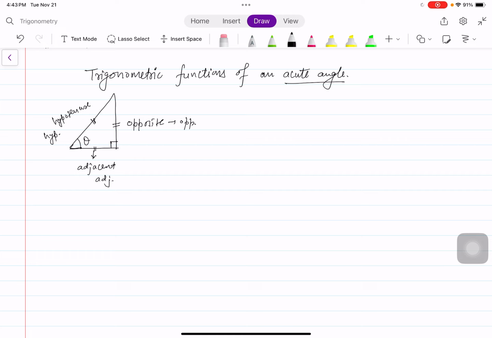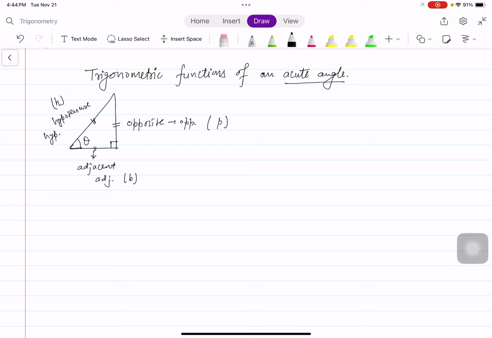Sometimes people also like to use more shorthand notation around the globe. They use the opposite side as a perpendicular P, adjacent as a base B, and H as hypotenuse. So you may see these notations too, but I will use opposite, adjacent, and hypotenuse.